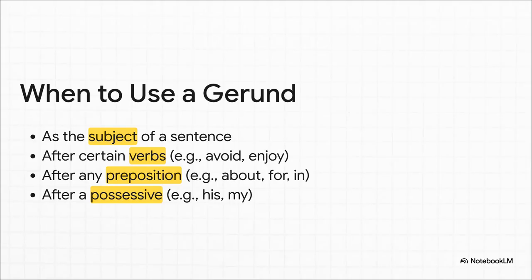So when do you use one? Well, there are 4 big situations. First, like we just saw, it can be the subject of a sentence. It also comes after certain verbs, like enjoy or avoid. You'd say, "I enjoy swimming." You'd never say, "I enjoy to swim." And here's the golden rule. If you remember one thing, remember this. If a verb comes after a preposition, words like for, in, or about, it has to be a gerund, every single time. And finally, you'll see it after a possessive, like "his ordering."